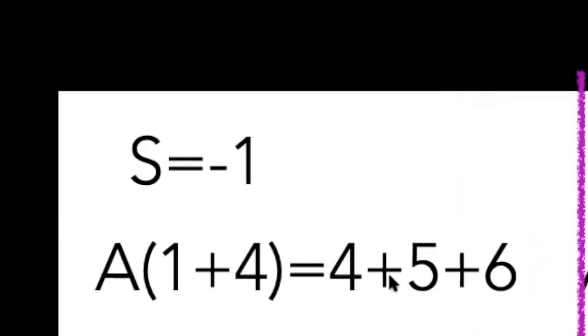And -1 squared is 1. 1 times 4 is 4. And -1 times -5, that's +5. So it's 4 plus 5 plus 6, which is what you're seeing here.